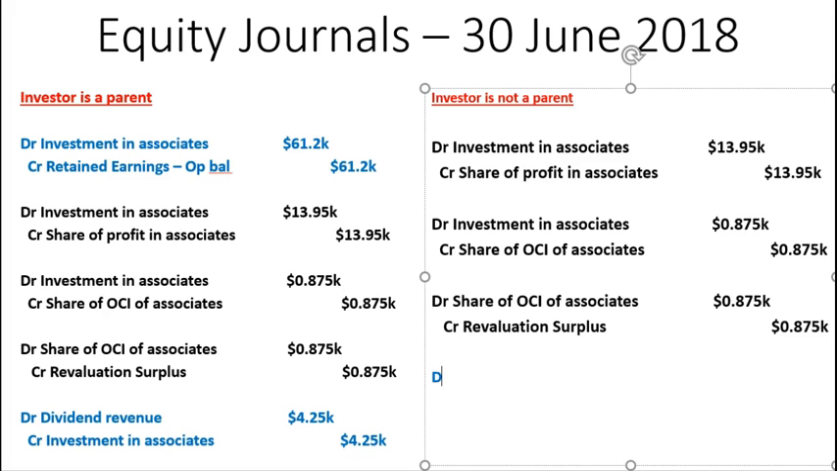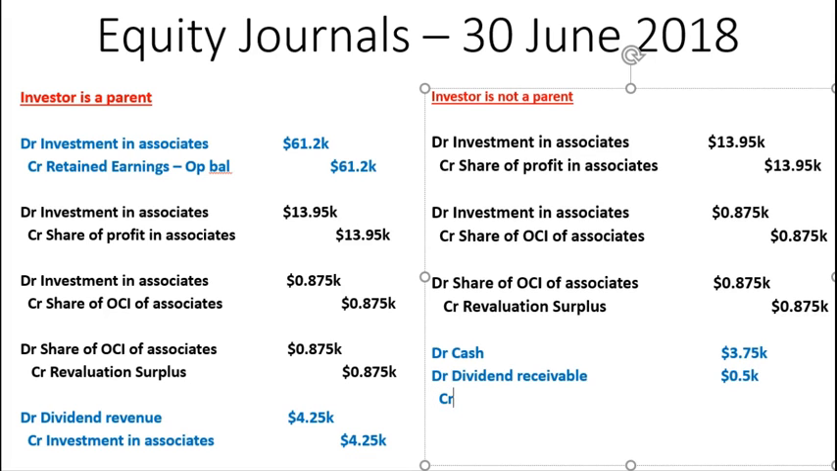So what are we going to do? We're going to debit cash by $3.75 thousand. We will debit a dividend receivable by $0.5 thousand, or $500. And we will credit our investment in associates by the corresponding $4.25 thousand.